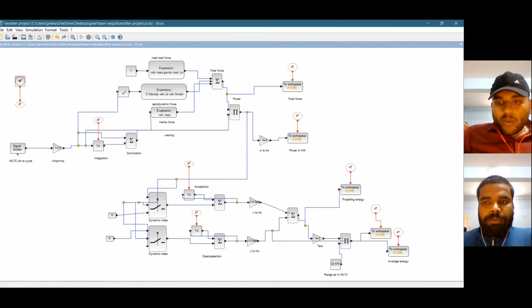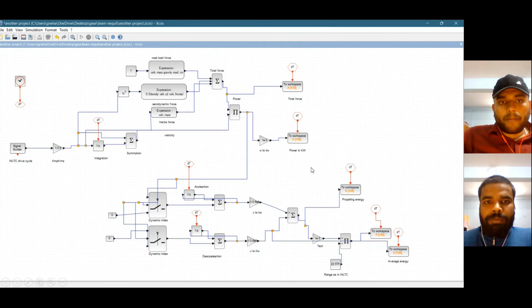From here onward, we are going to calculate the average energy. Sandeep already discussed how to calculate the average energy, which is in watt-hour per kilometer. In the WLTC, we have taken the whole drive cycle, covering about 22 kilometers for the total complete cycle, and dividing by it, we get the average energy. So this is basically the overall view of the modeling in Scilab.